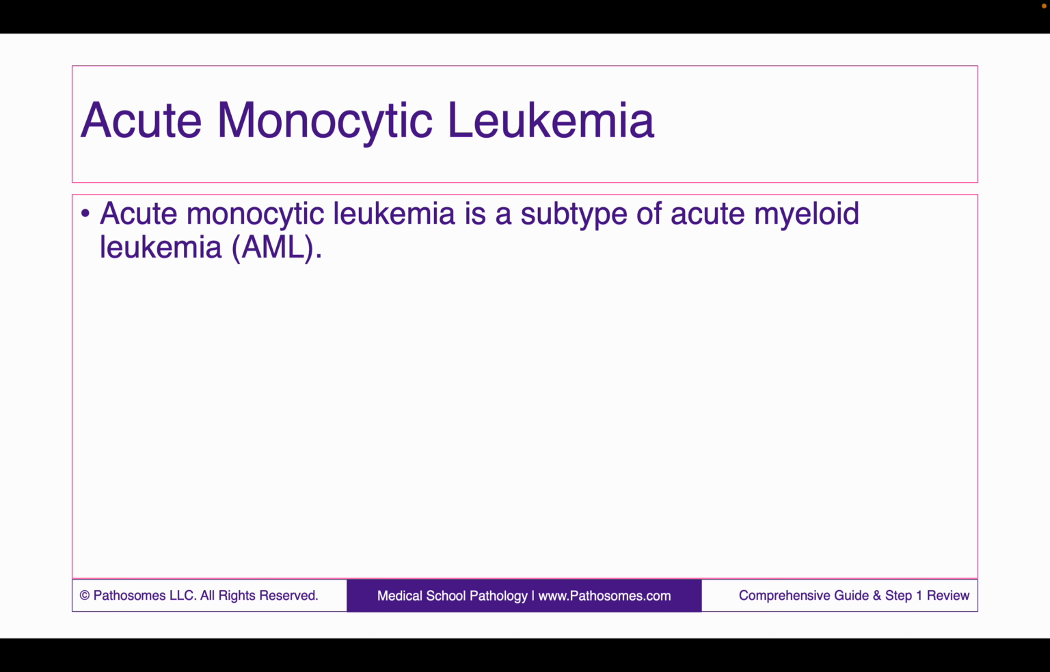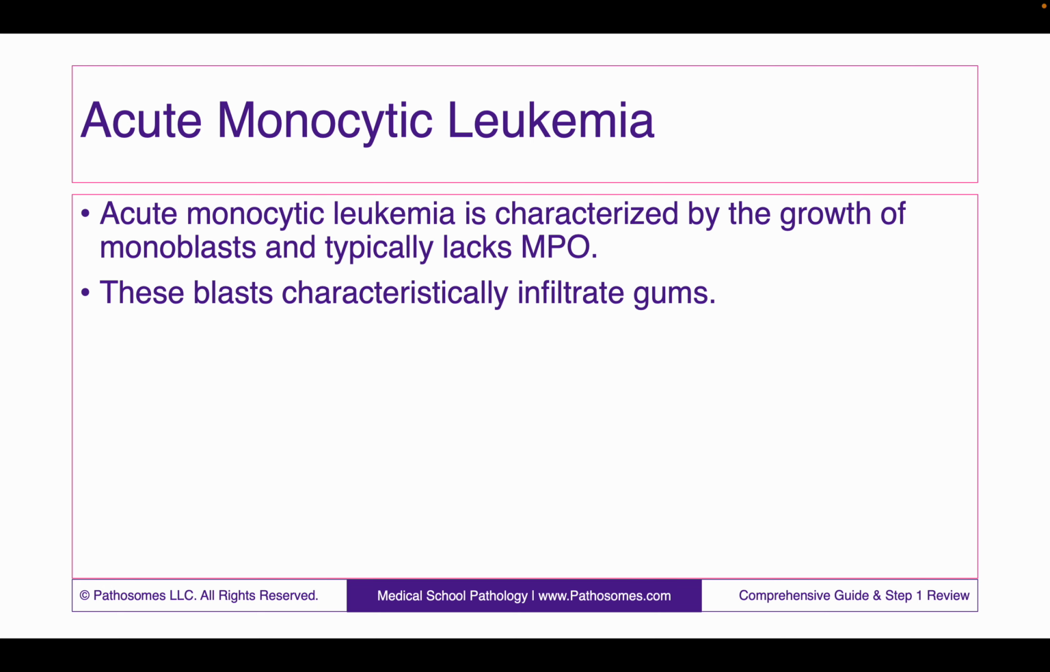Acute myelocytic leukemia is a subtype of acute myeloid leukemia. Acute myelocytic leukemia is characterized by the growth of monoblasts and typically lacks MPO. These blasts characteristically infiltrate gums.